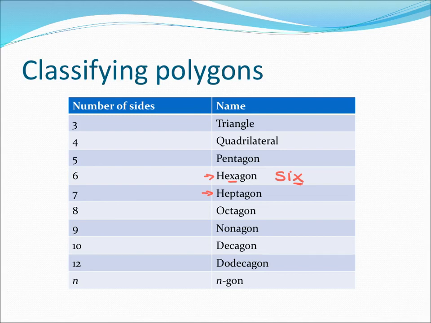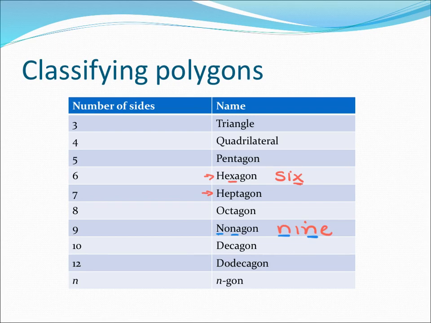7-sided is a heptagon. 8-sided is an octagon. I remember that because I think of an octopus. It has 8 arms. For nonagon, if you spell the word nine, notice it's got like an N and an N, and so does the word nonagon. You just switched up the vowel that was there. Nine has an I, nonagon has an O.